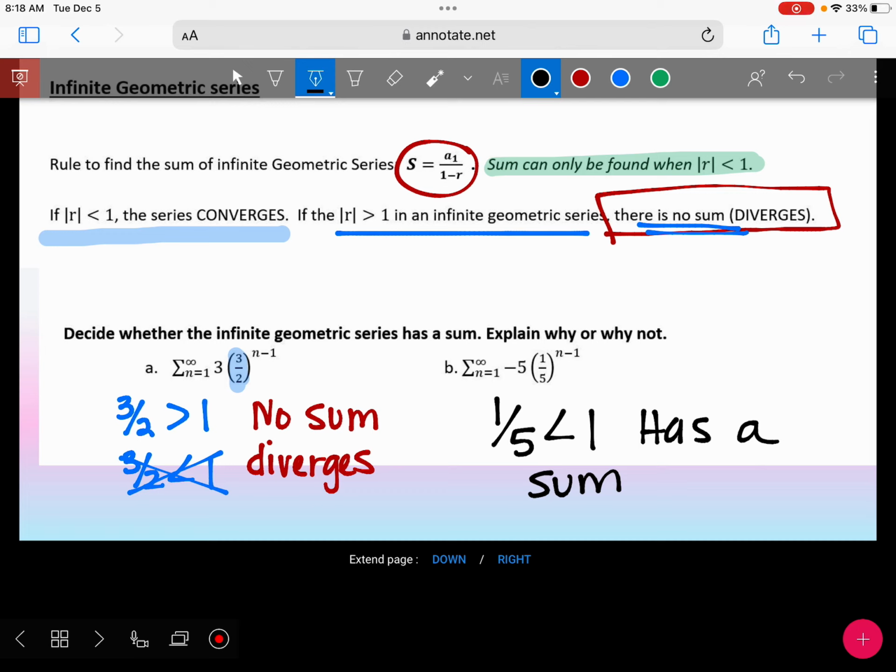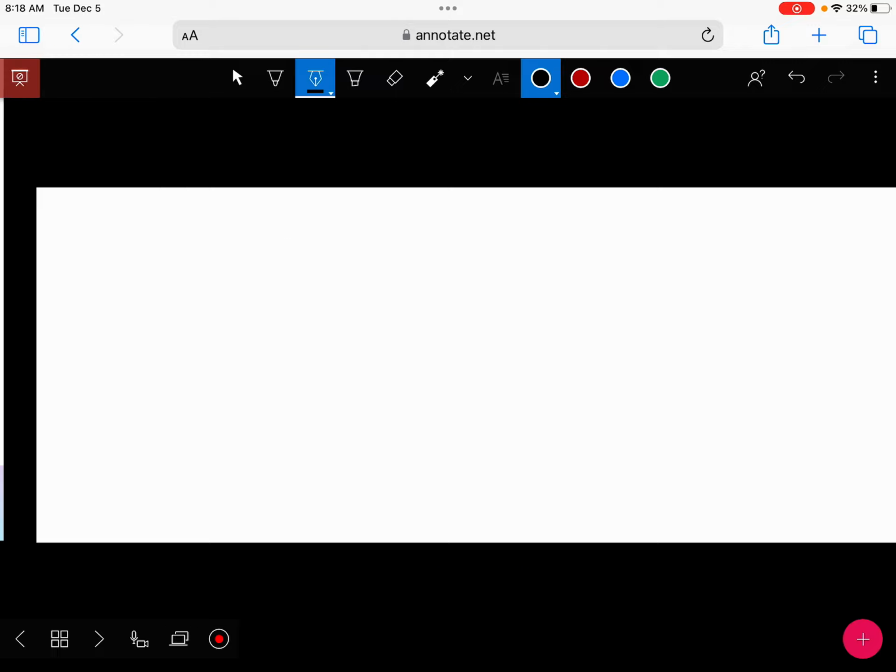So this has a sum, and it would converge. I don't know if that's on the test. It might ask you if it converges or diverges. So you should know that diverges is when it is greater than 1, and converges is when it's less than 1. All right, so now let's practice with our formula.